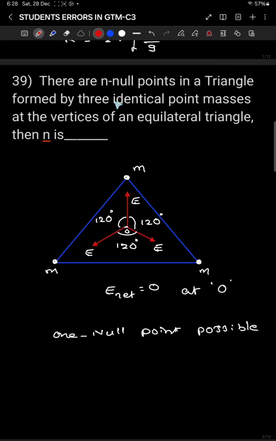Next question. There are n null points in a triangle formed by 3 identical point masses at the vertices of an equilateral triangle. Then n is. Here we have 3 particles and at centroid you can see this mass attracts like this with a gravitational field E. Even this mass is attracted in this way, gravitational field E. Here also gravitational field E. These 3 are equal and at the same angle. So net field will be 0. You will be having only one neutral point possible.